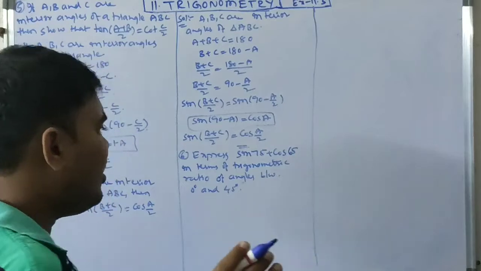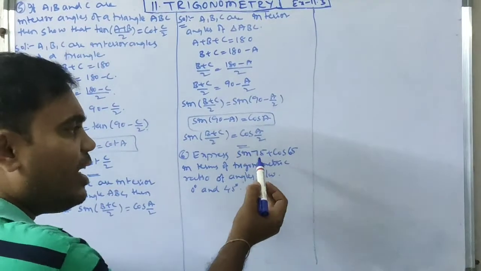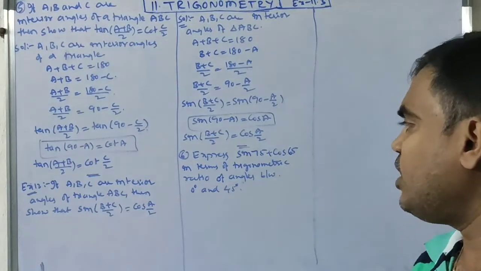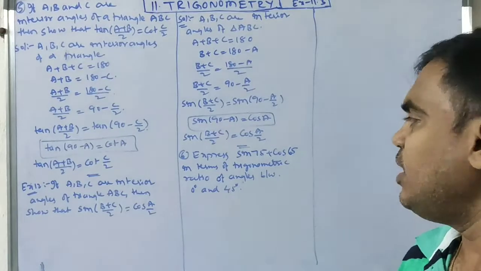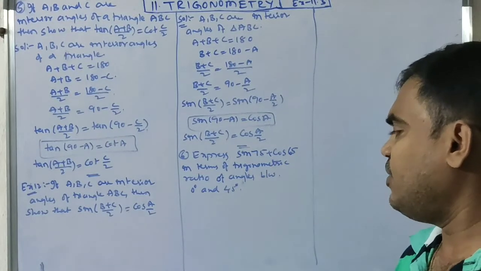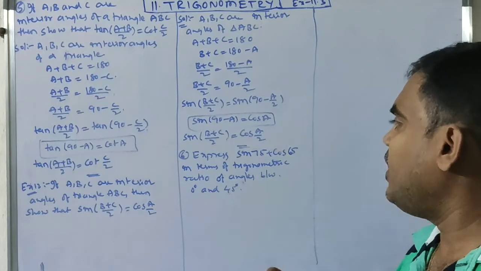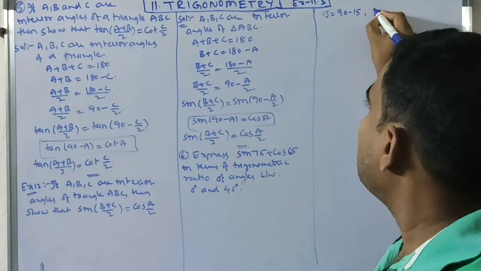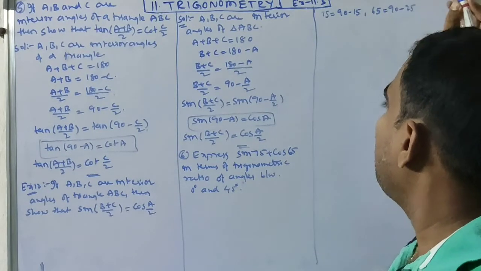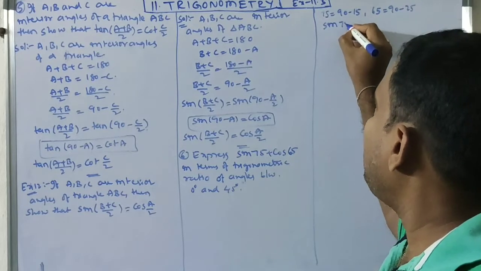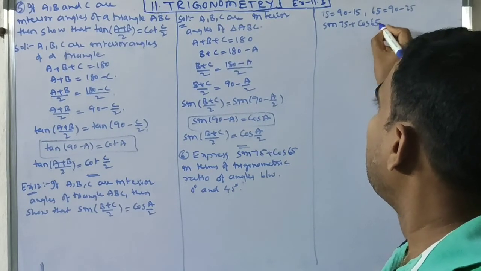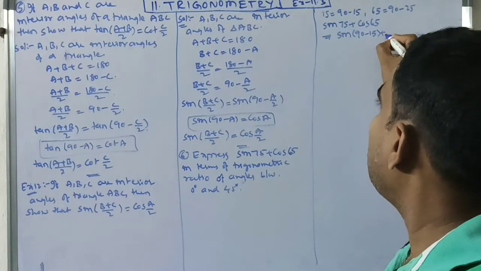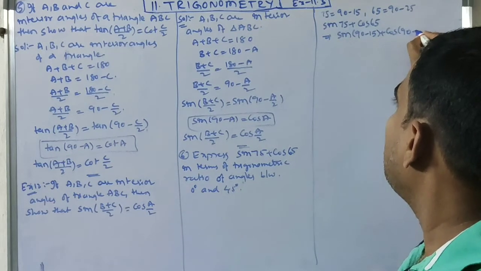Actually 75 and 65 are angles more than 45, but we need to convert to angles between 0 and 45. So I want to take the complementary. 75 equal to 90 minus 15, 65 equal to 90 minus 25. So sin 75 plus cos 65 implies sin(90 minus 15) plus cos(90 minus 25).